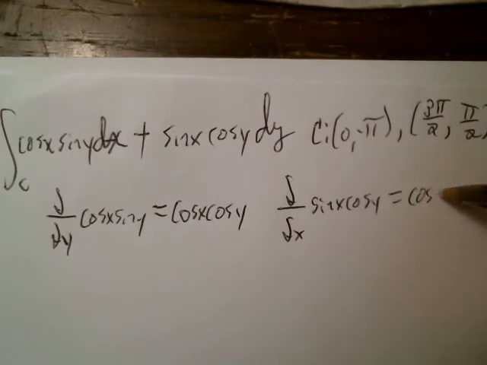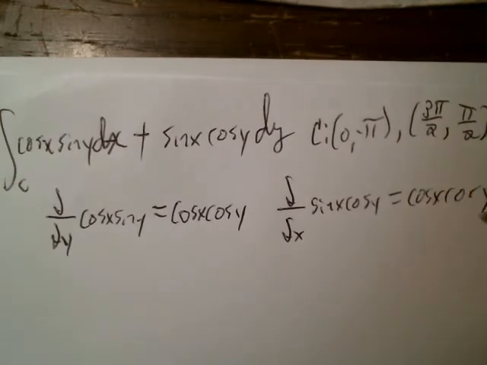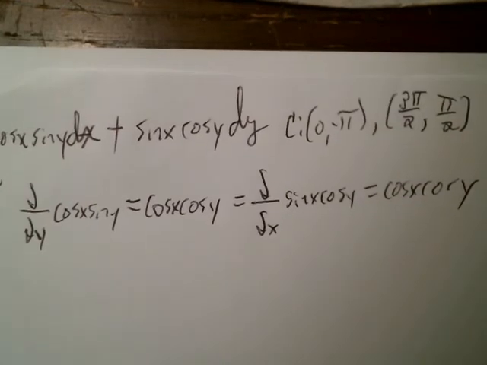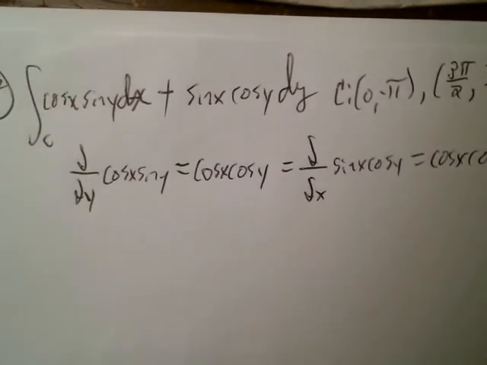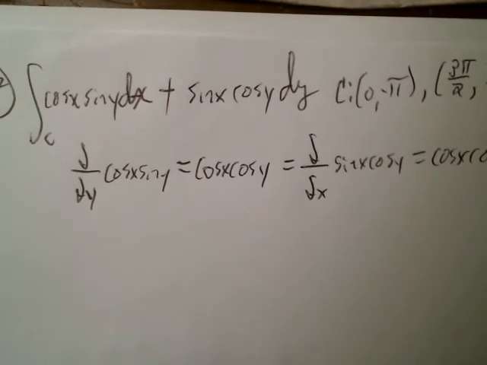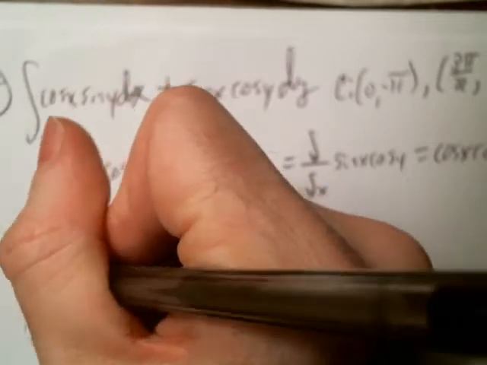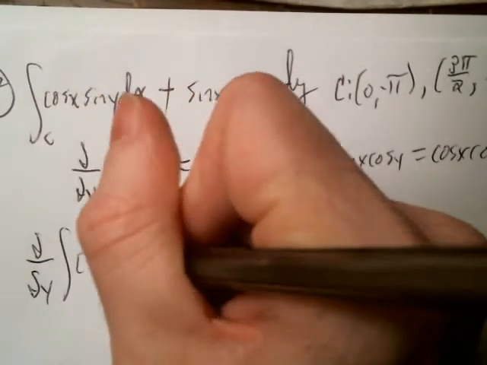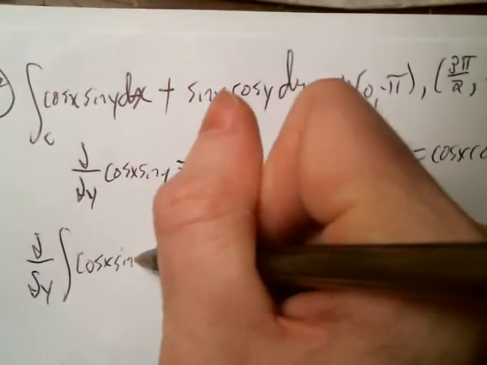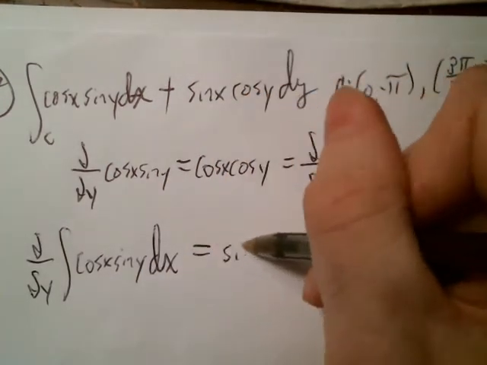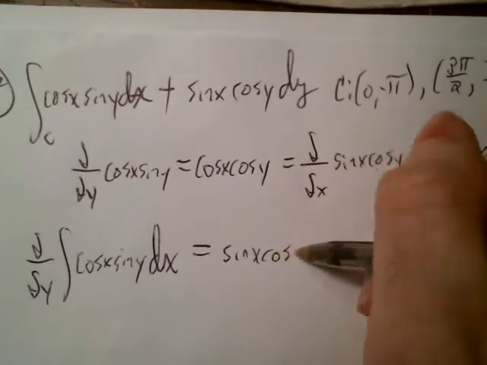So that will be cosine x cosine y. And of course, those are equal to each other, so it's conservative. So we can get the potential function and go on from there. All right, so let's do that. I'll take the partial with respect to y of the integral of cosine x sine y with respect to x, and set that equal to sine x cosine y.